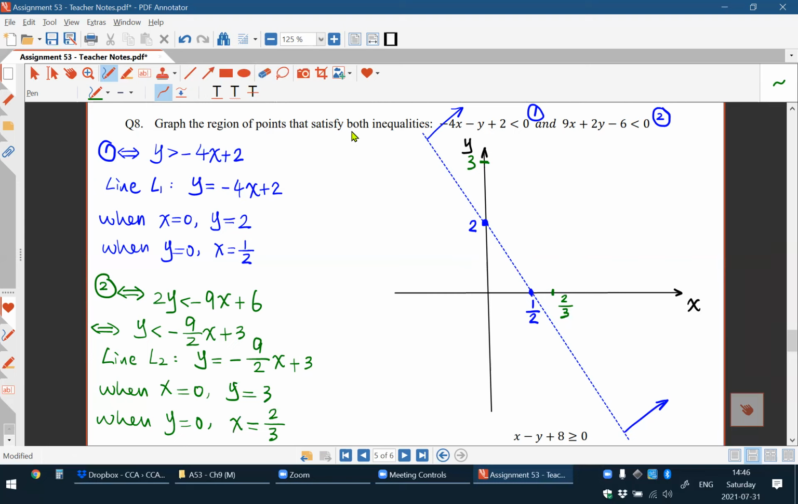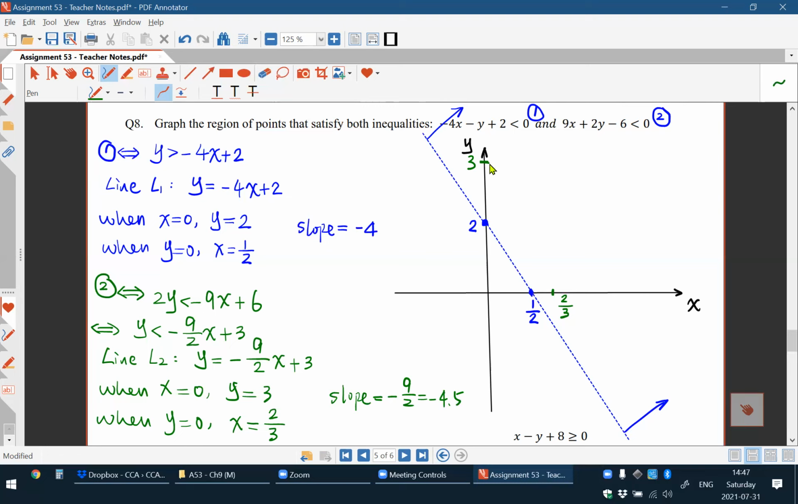Okay, so the second line is passing through 3 and 2 over 3. Now, you also need to check, does this line intersect with the first line like this or like this? That means which has a relatively larger slope, right? So the slope of the first line is minus 4, and the slope of the second line is minus 9 over 2, which is minus 4.5.